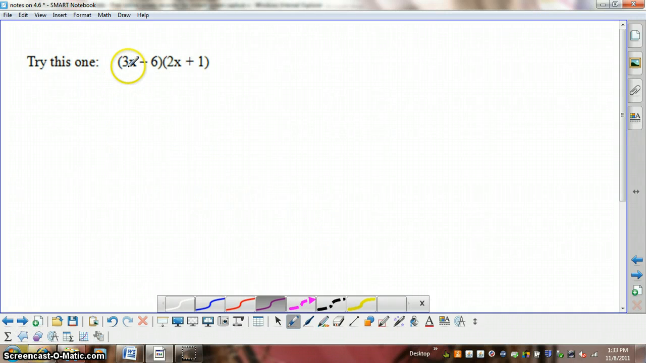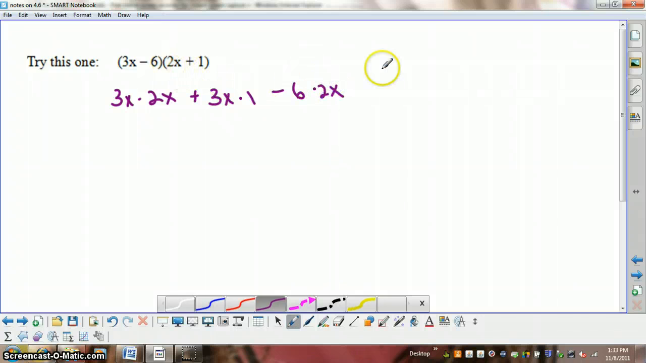We need to multiply the 3x times what's in the second set of parentheses. So we're going to have 3x multiplied by 2x, and then the 3x multiplied by 1. And then we're going to have the negative 6 multiplied by 2x, and the negative 6 multiplied by 1. So 3x times 2x gives us 6x squared. 3x times 1 gives us 3x. Negative 6 times 2x gives us a negative, or we can say minus 12x. And then last but not least, we'd have a minus 6.